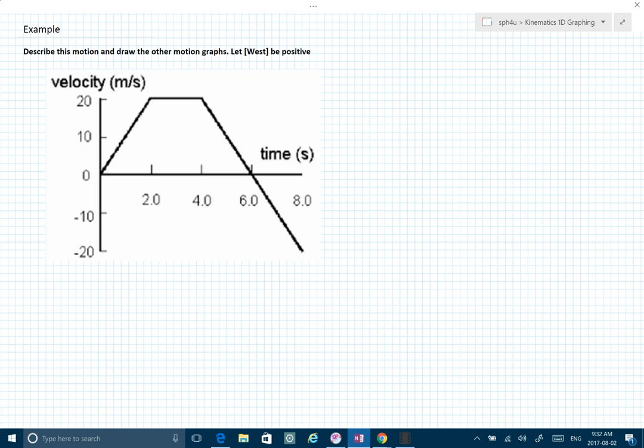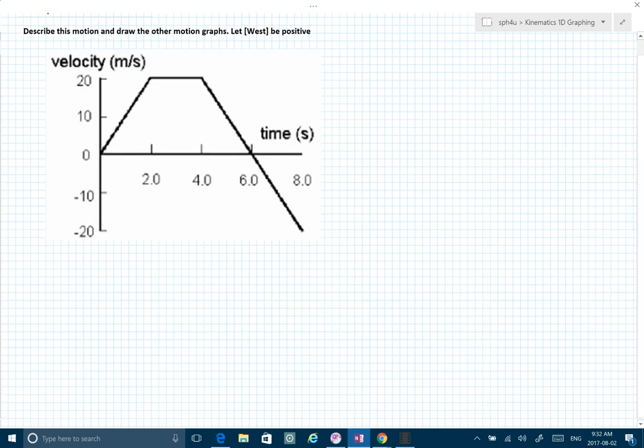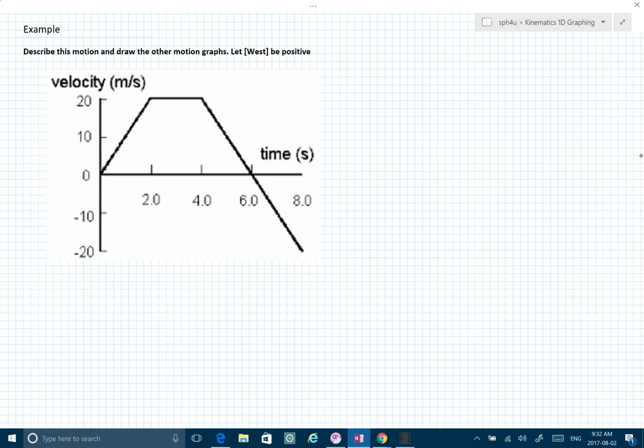Here is an example of a complex motion. So let's write here, this is a complex motion. And these graphs are the most used graphs in my tests and exams, all right? So make sure you get comfortable with these types of graphs, with velocity time graphs.